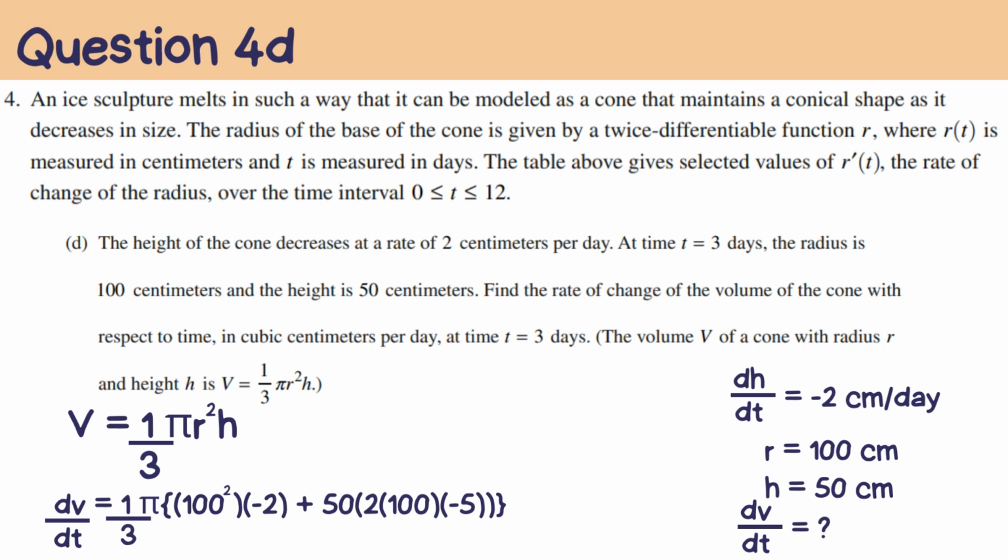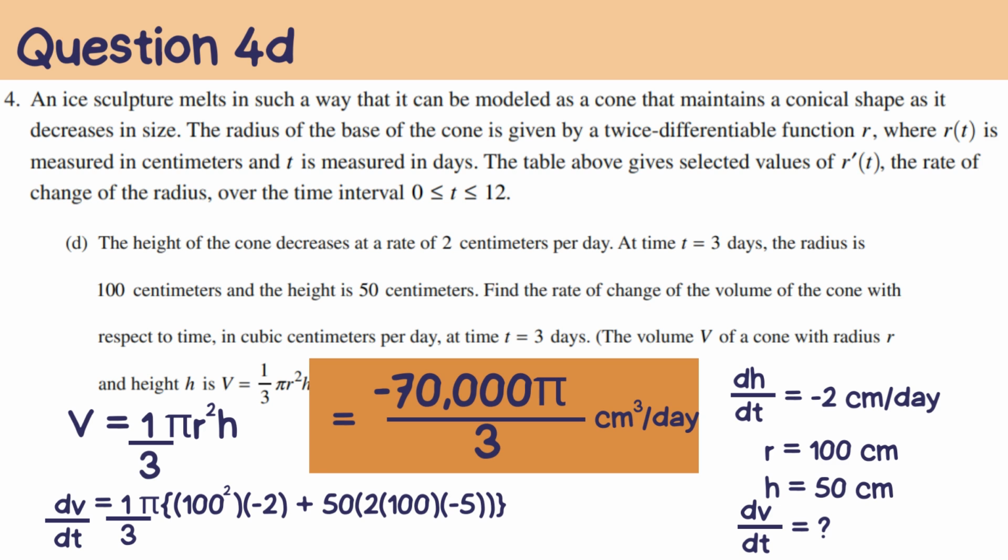Now, you can honestly keep it unsimplified like this, but if you did want to simplify, it would be negative 70,000 divided by 3 pi. And again, note that dV/dt is negative. And the units on this, it's already given, which is super nice. I don't have to find out my own. And this is going to be cubic centimeters per day as your final answer. Now, if you didn't look at the table to find your dr/dt, you can always make a relationship between height and radius as well. So don't worry, you should pretty much get the same answer and get all the points for that.